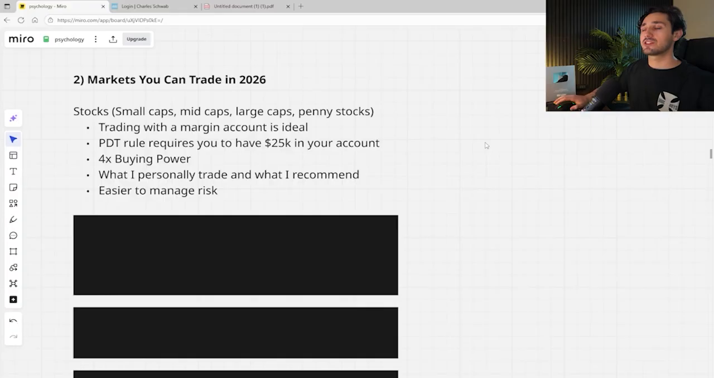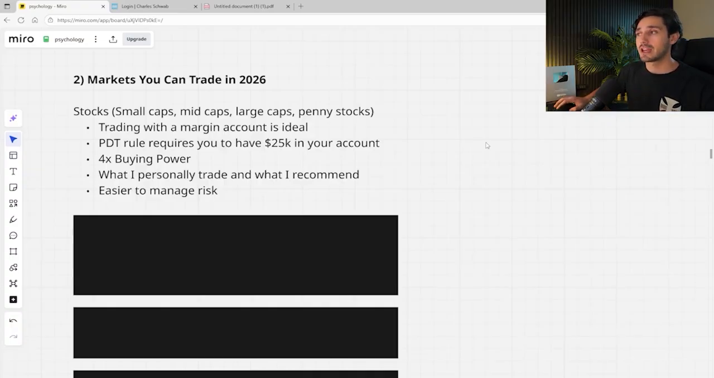Let's go over the different types of markets that you could trade in 2026. And for me personally, I day trade stocks. I don't trade crypto. I don't trade Forex. I don't trade futures or options. I am day trading stocks only. And I trade small caps, mid caps, large caps. I even trade penny stocks. And I personally trade on a margin account.